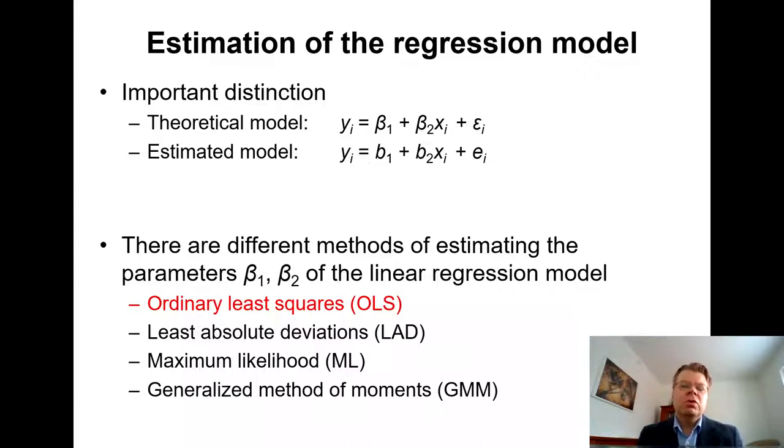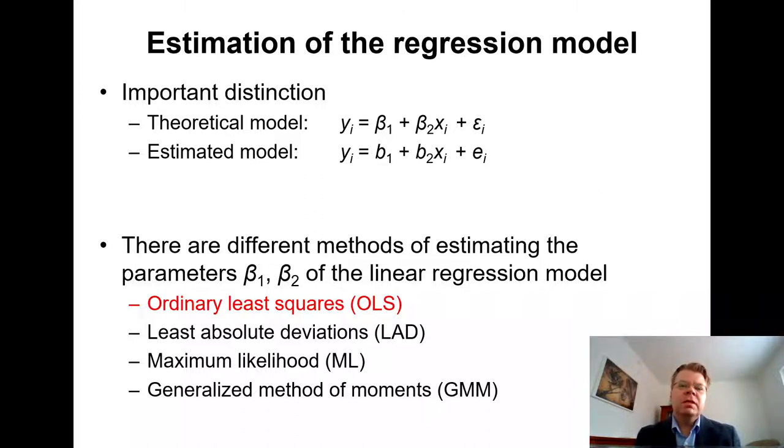So at this point, it's already good to know that there are alternatives to ordinary least squares. It's not the only possibility to fit the line to the data. But this is the most classical approach, going back to Carl Friedrich Gauss, when Gauss was trying to estimate orbits of planets based on some astronomical observations. So he was using ordinary least squares already several hundreds of years ago, and this is widely used in many other areas as well.